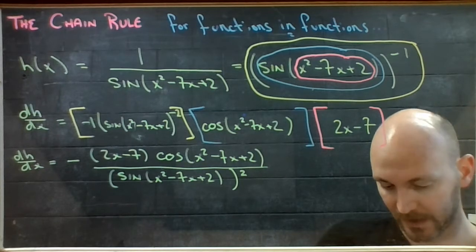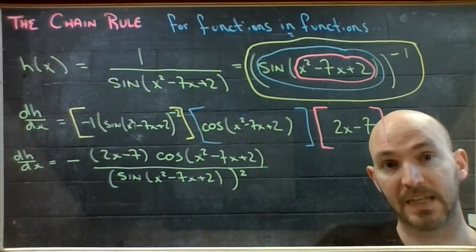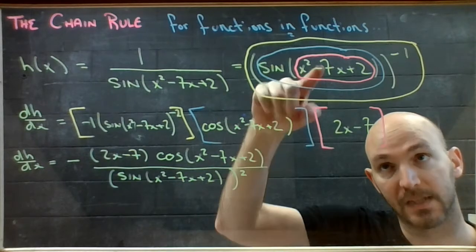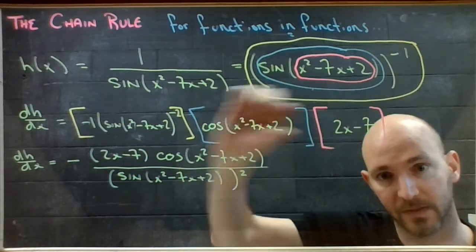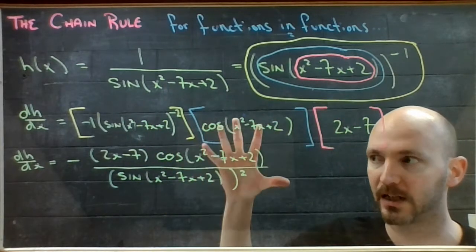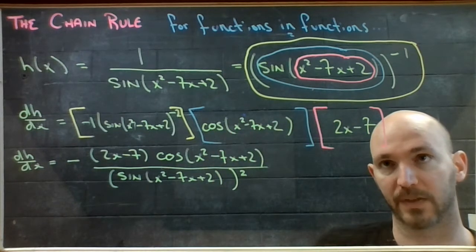Okay, so it didn't matter that it had 3 layers. It just meant that I needed 3 pieces to this derivative. If this had 4 layers, there'd be 4. If this was 5 layers, there'd be 5 little boxes. And you just start on the outside and chisel your way in until you finally have done the last derivative in the chain.